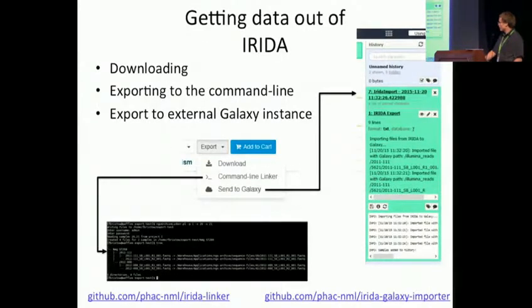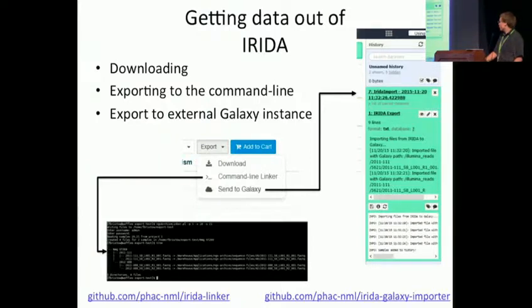Getting data out of IRIDA, we have three main ways. You can directly download all of your FASTQ files, but we're trying to discourage that as it leads to data duplication of these large multi-gigabyte files. So we provide a command line linker program which will interact with IRIDA over its API again to get the full file paths on our storage area and generate a series of soft links and directory structures so that you can more easily then run command line tools on your sequence reads.